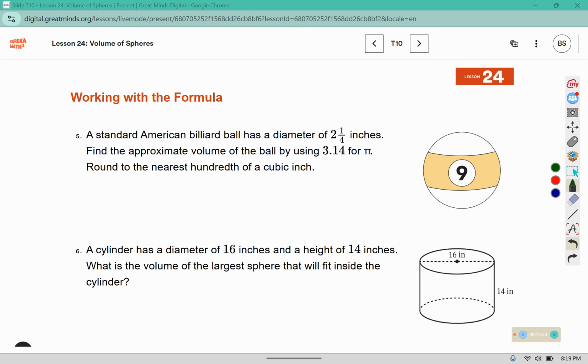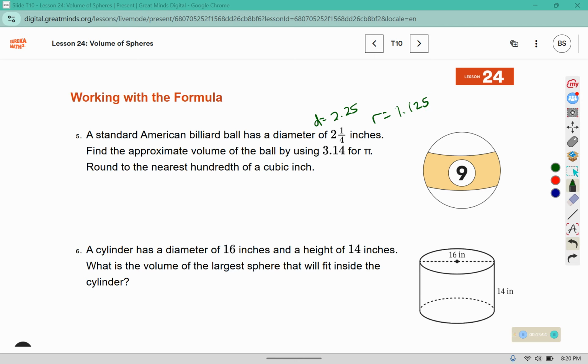A standard American billiard ball, also known as a pool ball, has a diameter of 2¼ inches. Find the approximate volume of the ball by using 3.14 for pi and round to the nearest hundredth of a cubic inch. So this is the diameter. The radius is half of that, so we need to divide that number by 2, which is a radius of 1.125.